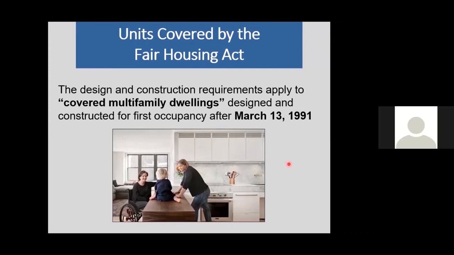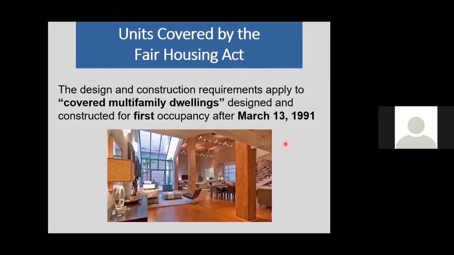The design and construction requirements under the Federal Fair Housing Act apply to what the law calls covered multifamily dwellings. These are designed and constructed for first occupancy after March 13th of 1991. This applies to the interior of these dwelling units, and it applies also to the public and common use areas of these multifamily dwelling projects.